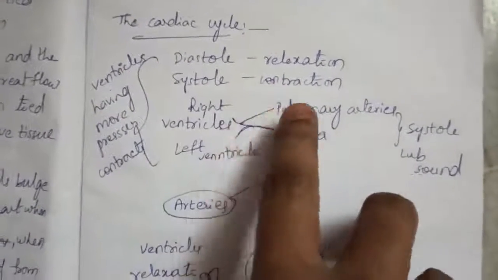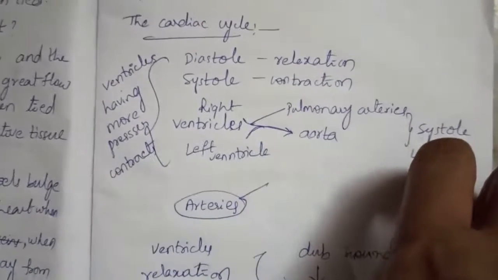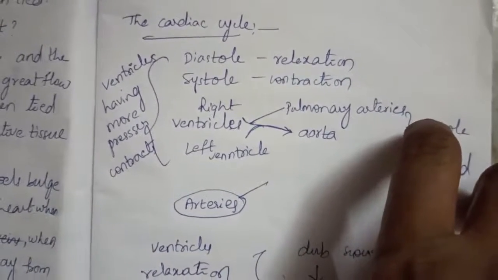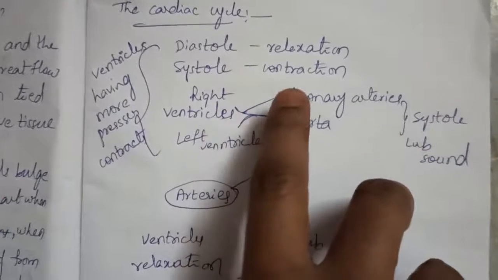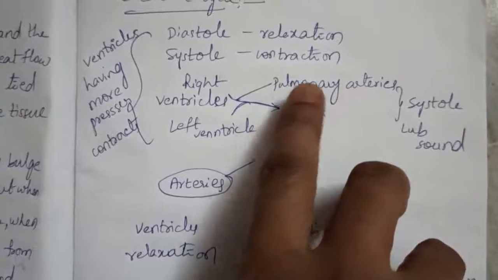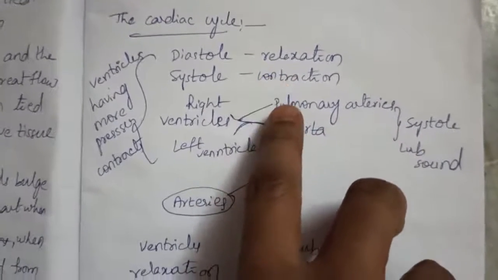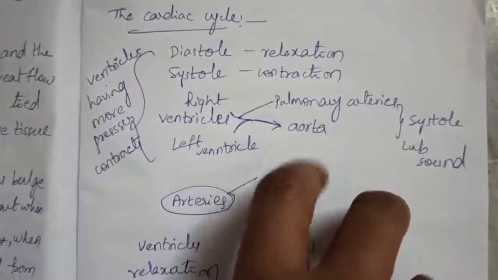Diastole means all four chambers of the heart are at the relaxation stage; that stage is called diastole. And systole means those are in contraction. That's why it is called systole. Diastole and systole combined are called the cardiac cycle.